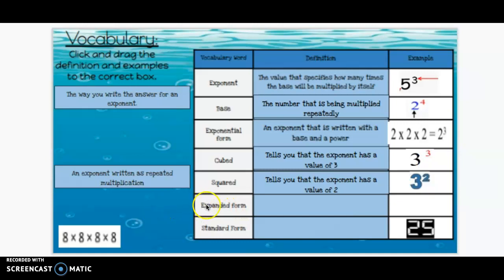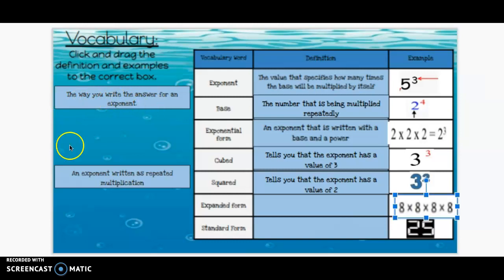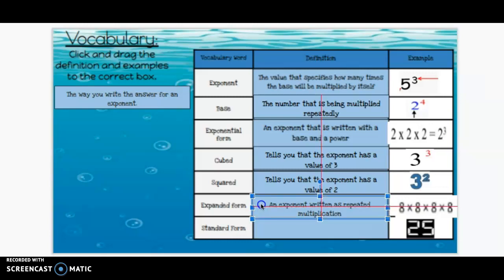If we were doing expanded form, meaning you're expanding it, you're making it larger. So if I were to give you 8 to the 4th power, you are going to do 8 times 8 times 8 times 8. And we're looking for a definition that tells us it is the way you write the answer for an exponent written as repeated multiplication. So you are going to say it is an exponent that has repeated multiplication.